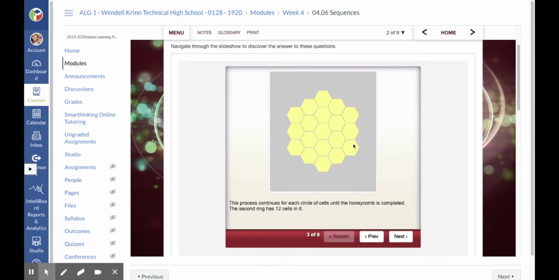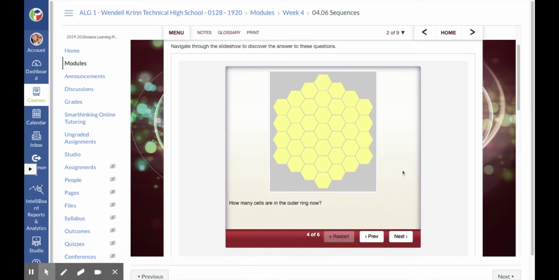If we keep going further, we can think of a pattern here. If we go to the third ring, we will find there are actually 18 honeycombs going all the way around. So we start with just 1 in the middle, which is 0, and it doesn't really count as a ring because it's in the middle. So we have 0 in the middle, 6 in ring 1, 12 in ring 2, and 18 in ring 3.